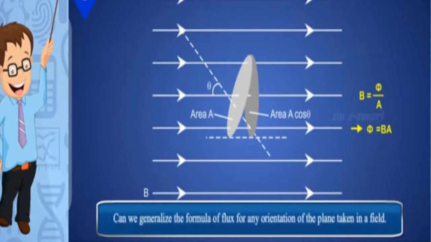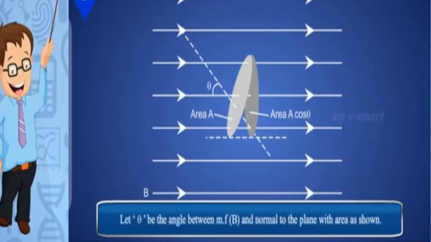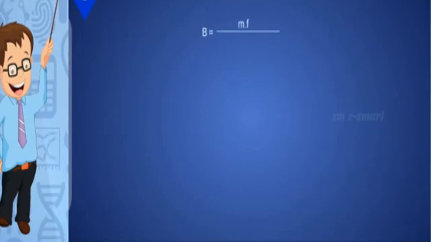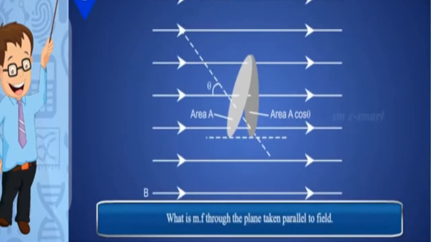Can we generalize the formula of flux for any orientation of the plane taken in a field? Let theta be the angle between magnetic field B and the normal to the plane with area A as shown. The component of effective area of the plane perpendicular to the field is A cos theta. B equals magnetic flux by effective area. B equals phi by A cos theta, which implies phi equals BA cos theta. What is magnetic flux through the plane taken parallel to the field? What is the purpose of introducing the ideas of magnetic flux and magnetic flux density?